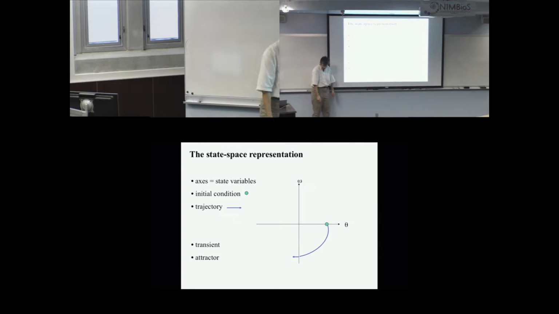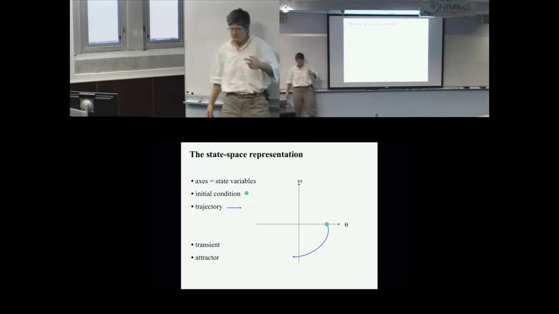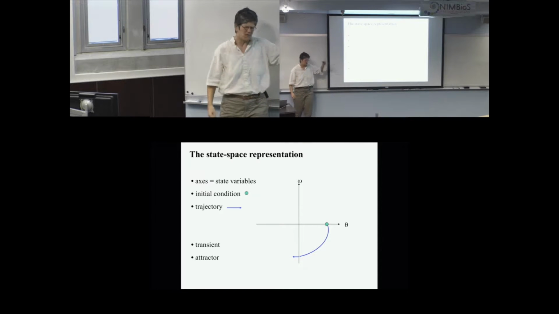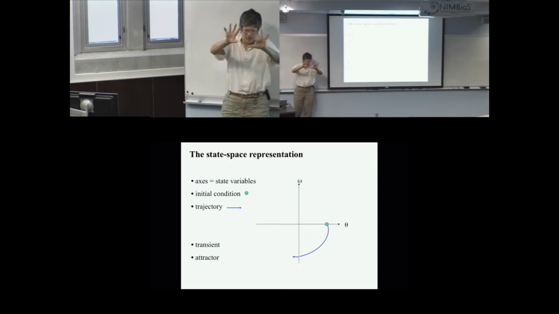Okay, lots of words. Attractor, some subset of the state space to which some larger subset of the state space converges. And the transient is kind of circularly defined as what dies out, and the attractor is what's left after the transient dies out, and we can talk about that later.